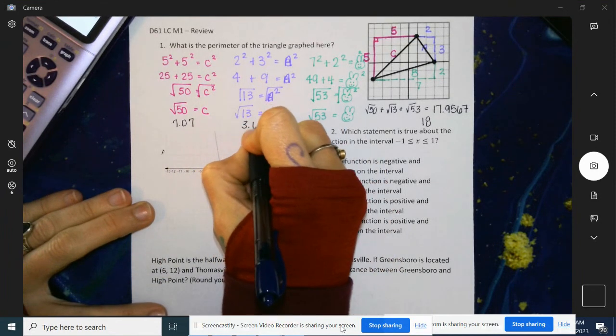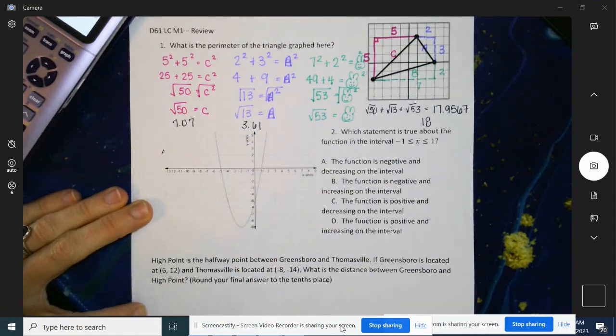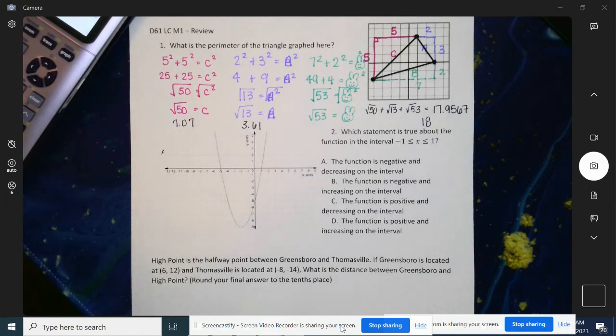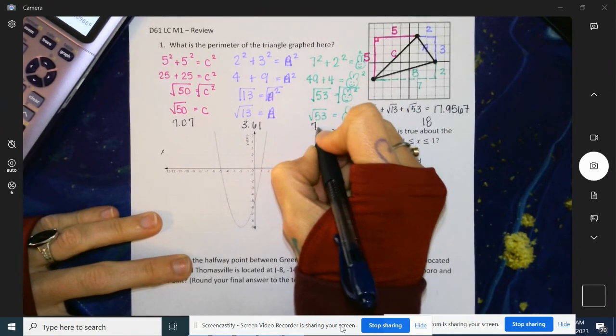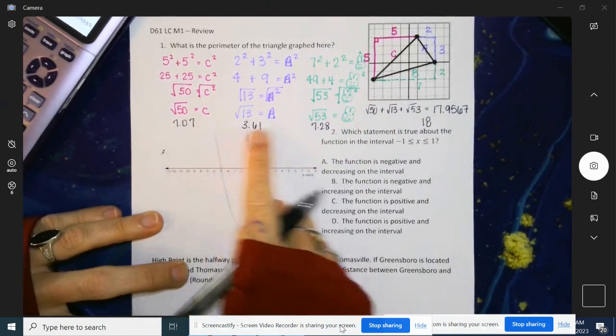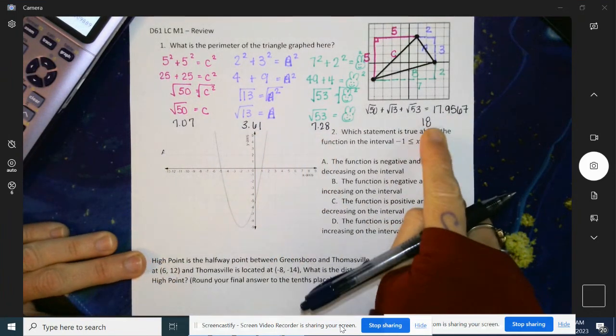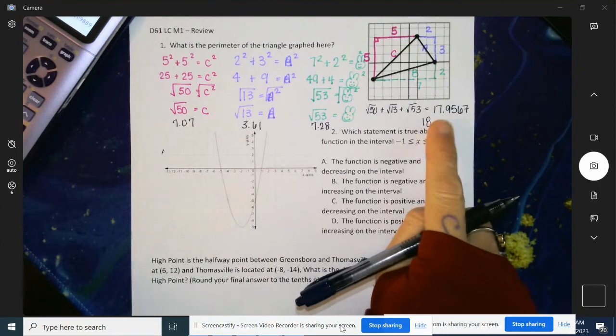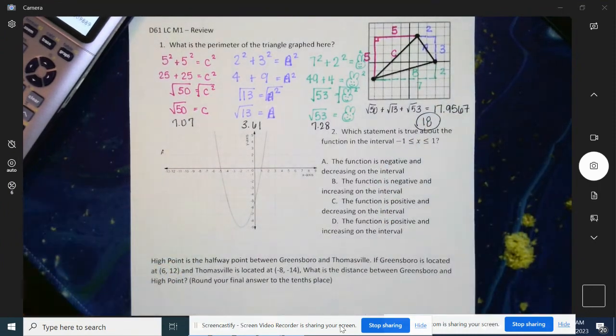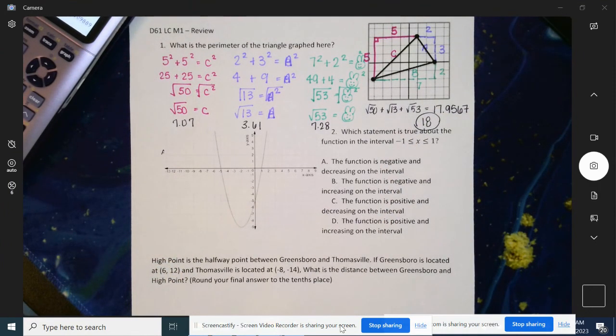This is 3.605, so 1, and square root of 53 is 7.28. If you add these 3 together, you will get close to 17.9, a high number, or 18. 18 is probably the best answer, round to a whole number.